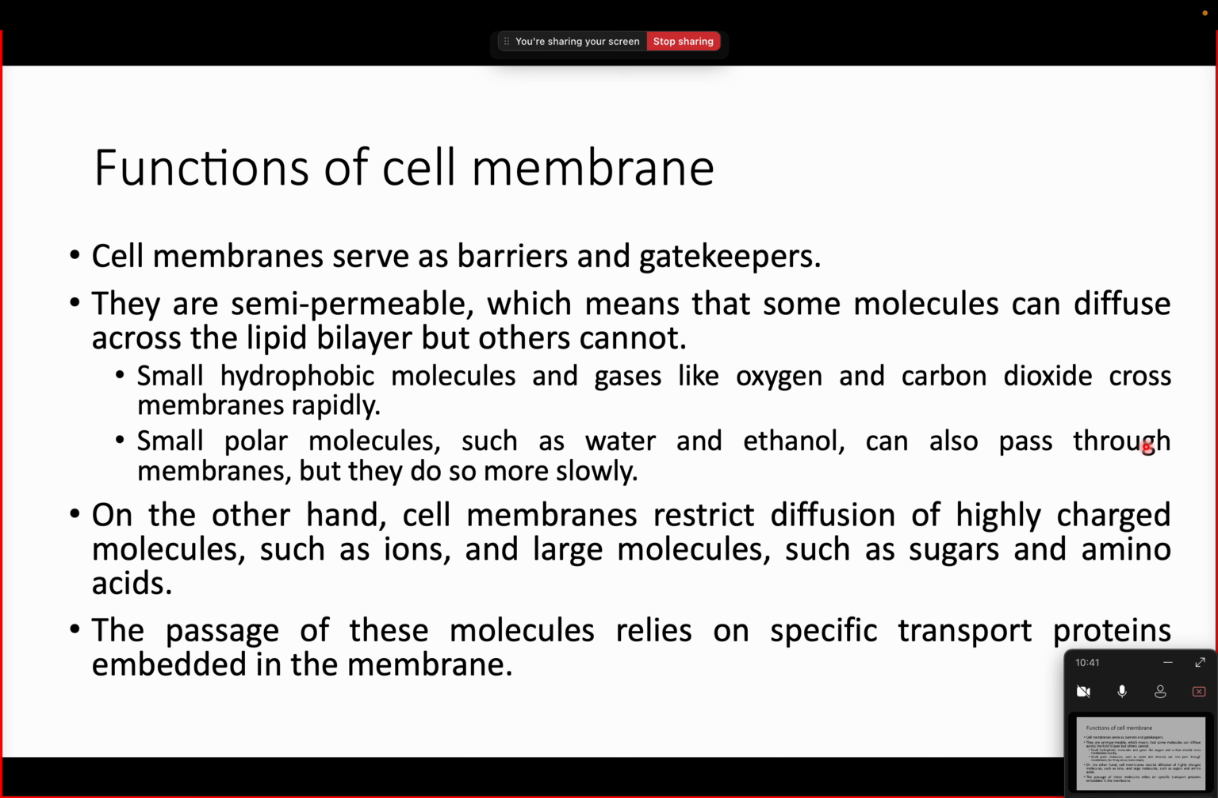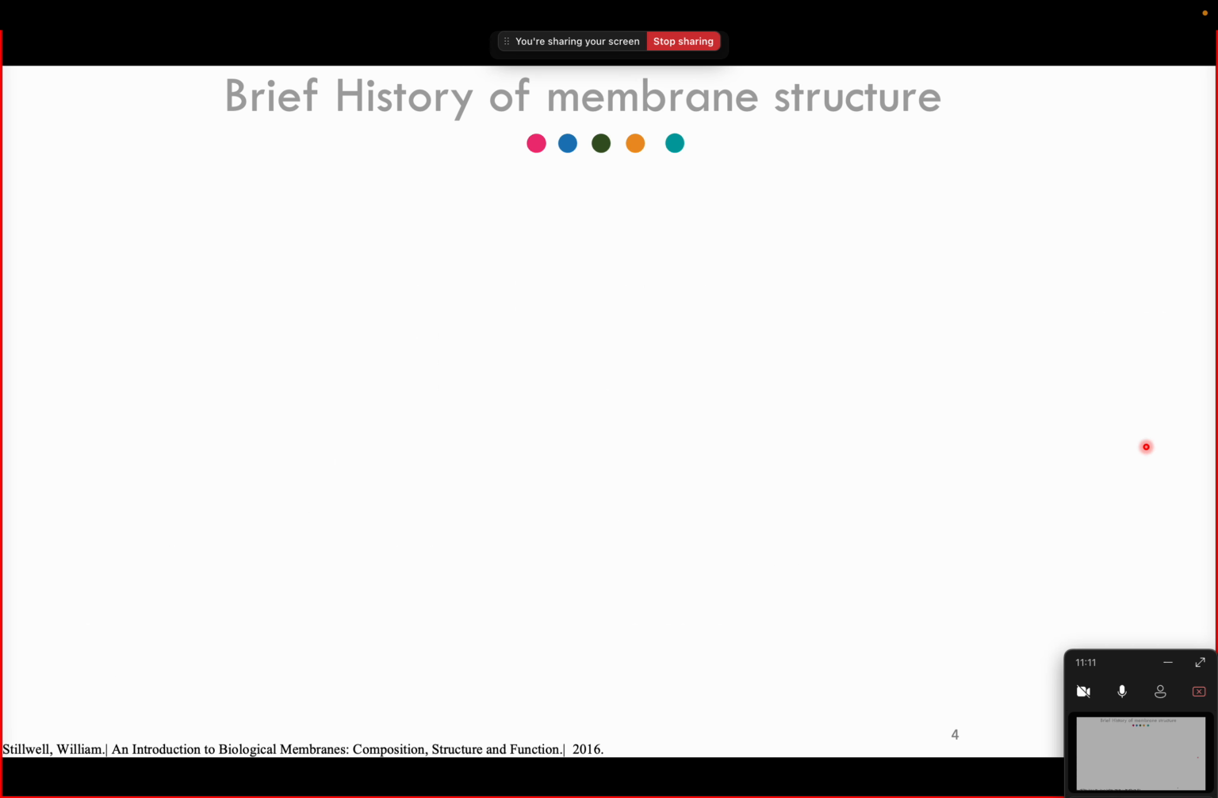On the other hand, cell membranes restrict diffusion of highly charged molecules such as ions and large molecules such as sugars and amino acids. I hope that you guys now understand why this statement is very obvious. Correct? Because of the nature of the membrane, this property is asserted by the membrane on these kinds of molecules. The passage of these molecules relies on specific transport proteins embedded in the membrane.